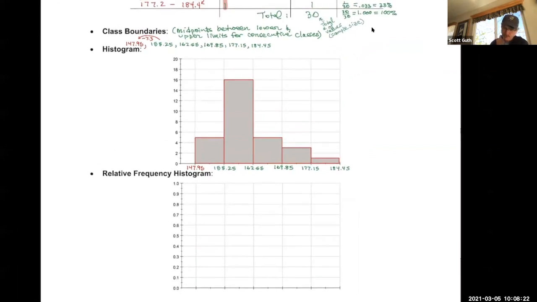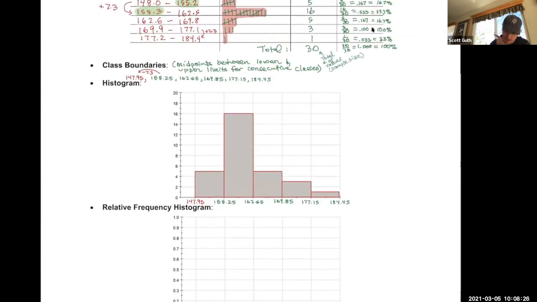Sometimes it might help to put the numbers on here, you know. So if you think it's more readable, 5, 16, 5, 3, 1. Nice little bar graph gives me a sense of how the data values are distributed, which is really important in statistics. The shape of the distribution tells you what tools you can use to analyze the data.